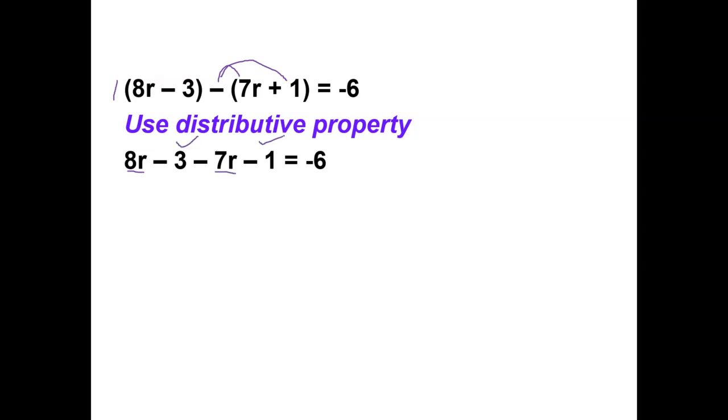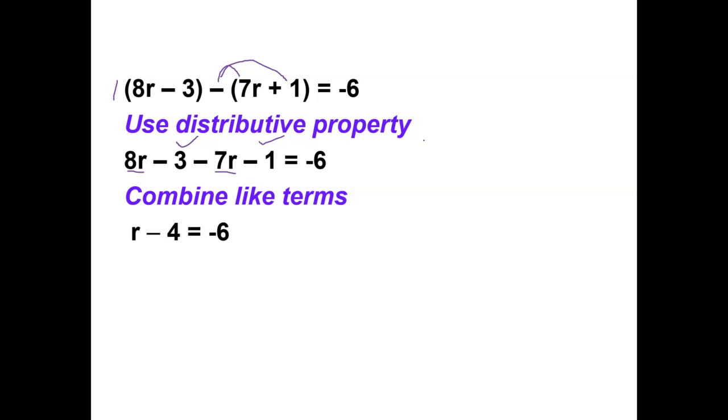The negative 3 and the negative 1 are like terms. We must go ahead and combine. So combining the like terms, 8r minus 7r, which is 1r, which is r, and negative 3 and a negative 1, which will be negative 4, equals negative 6.